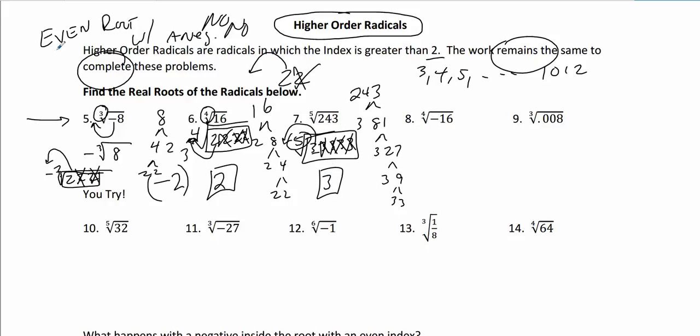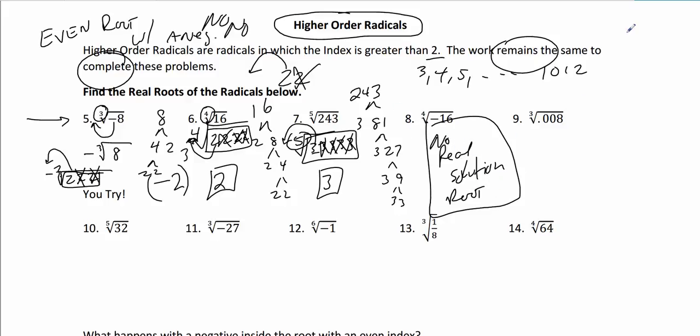Number 8, even root with a negative. No, no, no. Well, this is an even root with a negative inside, so this is no real solution. This cannot happen, or no real root is another way I would say it too. No real root, no real solution. That is okay. There you go. That's all you got to do for those.